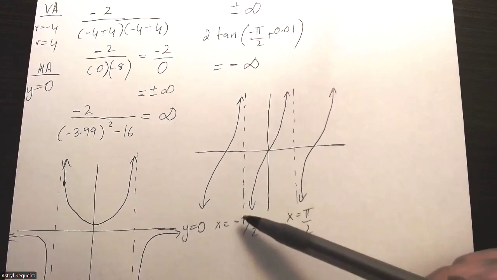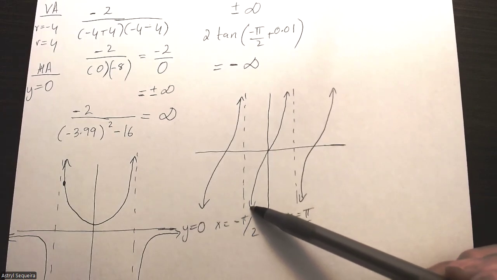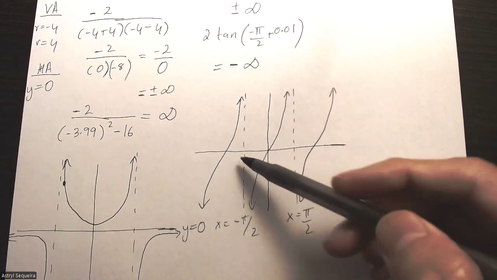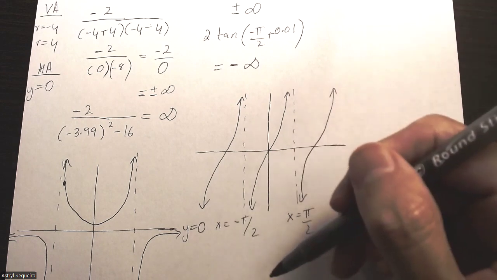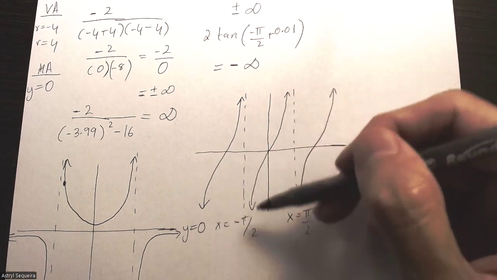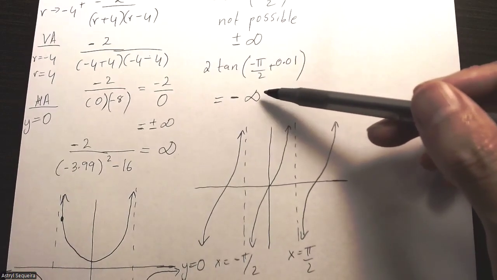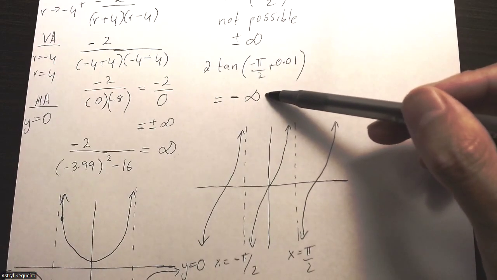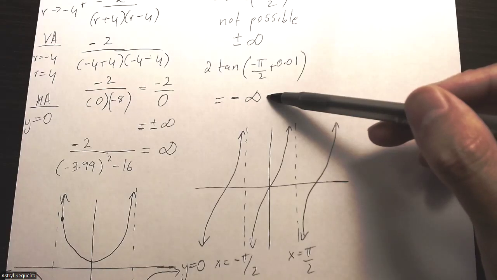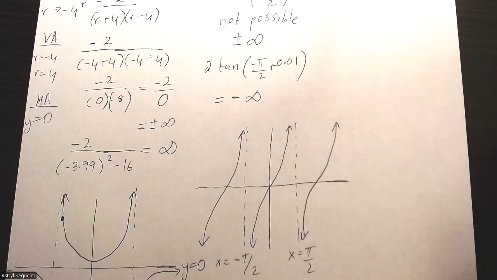Now, if we look over here at x equals negative pi over 2 from the positive side, which is the right side, you can see that the graph is going down, which means that the limit is approaching negative infinity, which correlates to the exact same answer that we got over here. So we know this is correct.